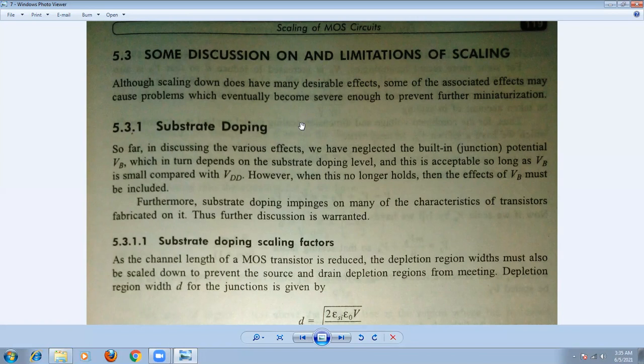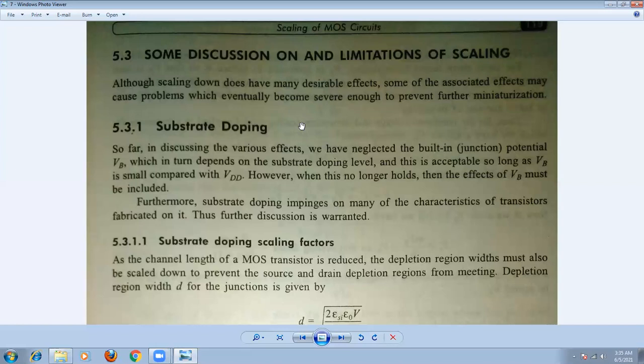The example for that is the built-in potential, represented by VB. This VB depends upon the substrate doping level. For example, let us go for a PN junction. When the junction is formed at room temperature, some voltage exists. That voltage is called the built-in potential, or the cut-in voltage. For silicon it is 0.6 volts, and for germanium it is 0.3 volts.